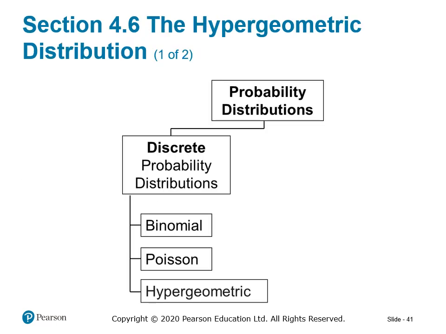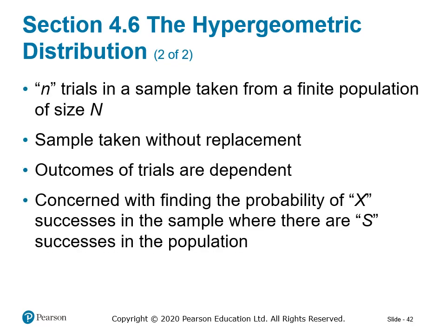Okay, so we went on. The next type of discrete probability distribution that we're going to talk about is hypergeometric. Here we have n trials in a sample taken from a finite population of size N. The samples are taken without replacement. We take something out and we don't put it back in the sample. It stays out. Outcomes of trials are dependent.